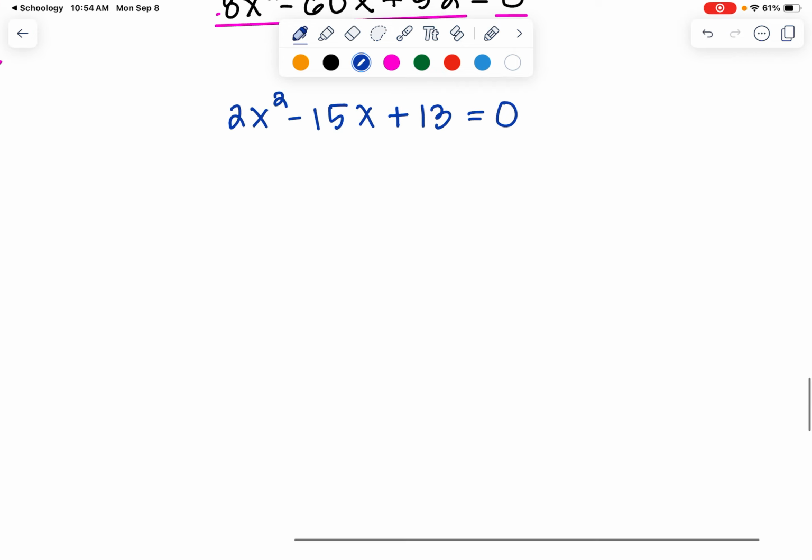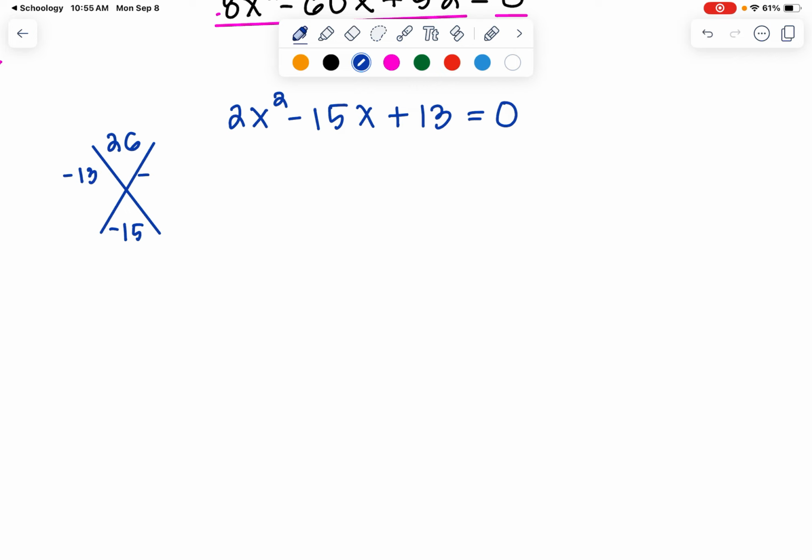All right, so now I'm going to try to factor this. So I'm going to use my organizational X here. A times C is 26, and B is negative 15. So I need two numbers that multiply to give me positive 26 and add to give me negative 15, which are negative 13 and negative 2. Divide by your lead coefficient of 2. That simplifies to negative 1 over 1. So now I have my two factors, 2x minus 13 times 2x minus 1 equals 0.